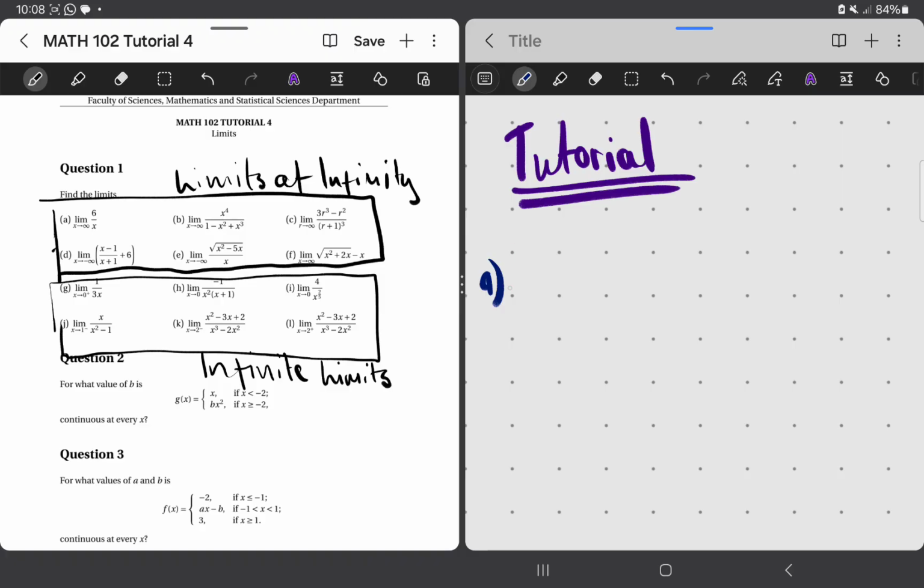We start with A, where we have the limit as x approaches infinity of 6 over x. So the question will be, how do we solve this? The thing you must know is that infinity, this symbol here, is a symbol, it's not a number. Infinity is not a number. There's no number called infinity. Okay, it's just a symbol for a number which is really big.